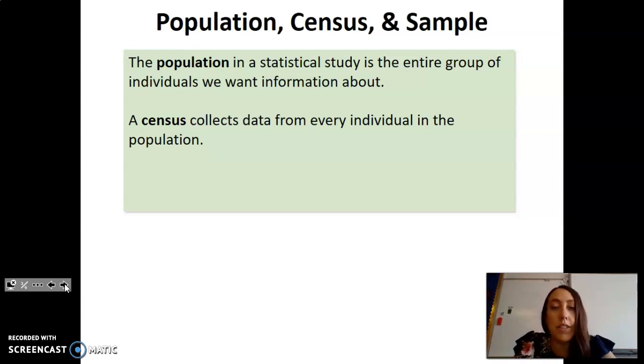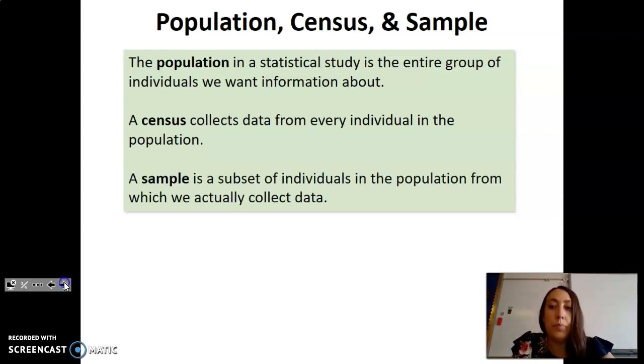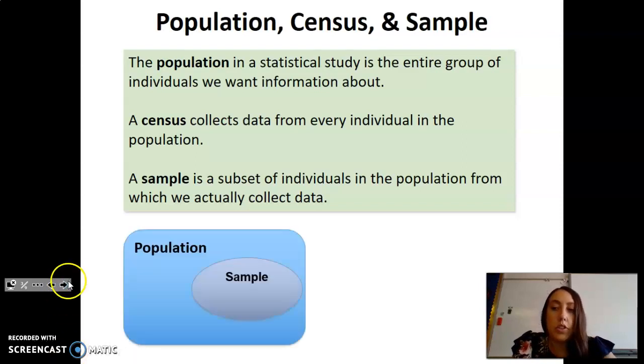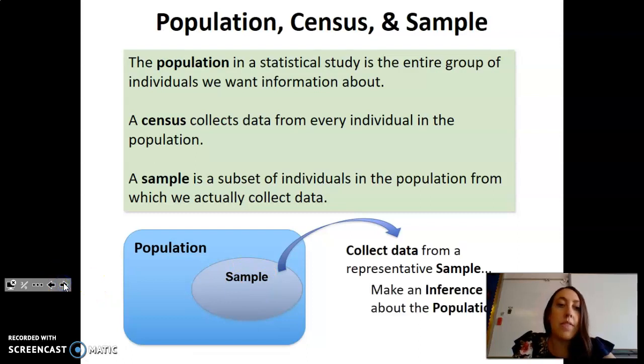Obviously, a census takes a lot of time and a lot of money, because you have to gather information from so many people. So normally we just take a sample and we hope that our sample is representative of the entire population. A sample is a subset of individuals in the population from which we actually want to collect data. So just a little visual, right? Our sample is a subset of the population. Normally we just gather data from our sample and then we use that data to make an inference about the entire population as a whole.